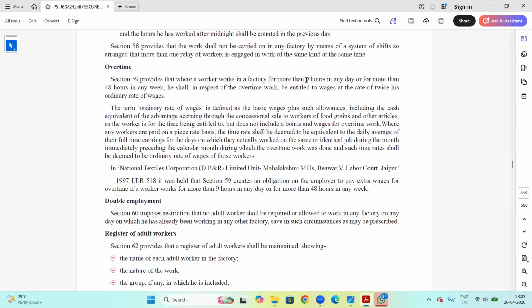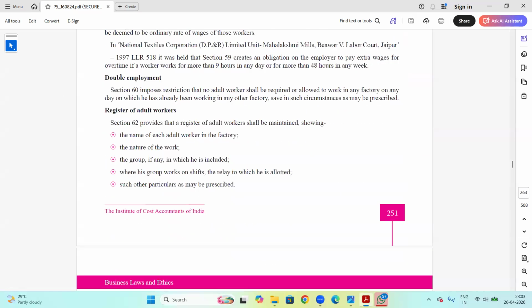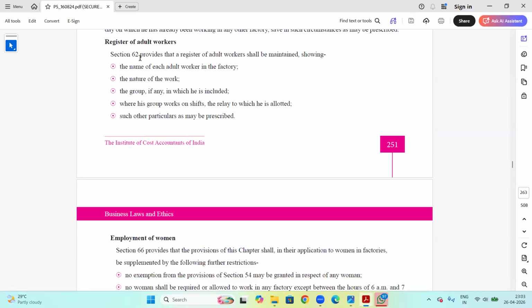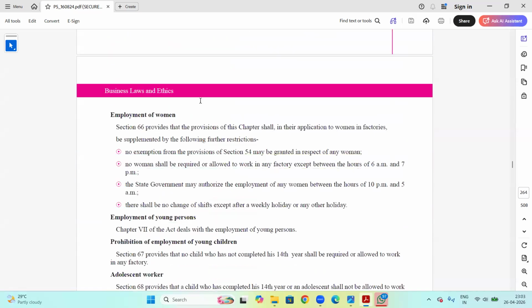In case a person is working for more than 9 hours, for every extra hour the person shall be provided twice the ordinary wage. Double employment is prohibited under the Factories Act. You shall maintain a register of adult workers.